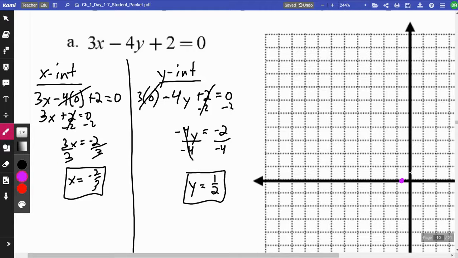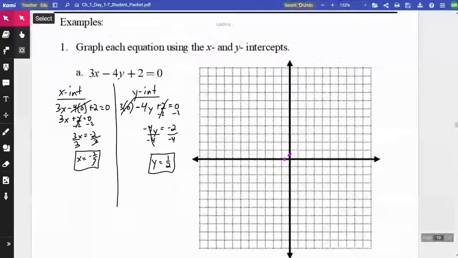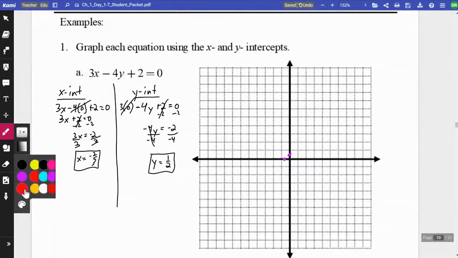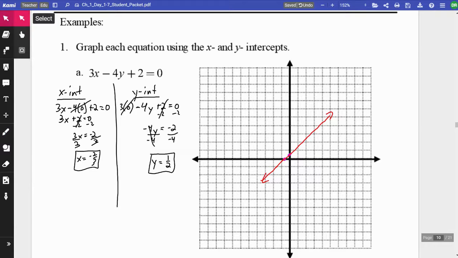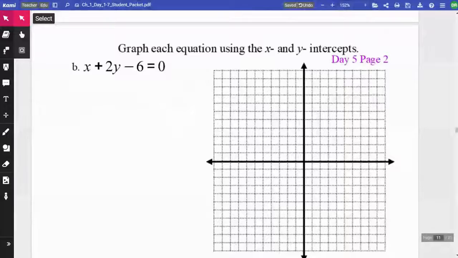So on the y-axis, we have 1/2. It's right in the middle. And you have 2 points. You could draw a line now. Typically, we want better numbers just to be able to see what we're doing when we graph, but this is what we came up with. So, I mean, you can draw a line anytime you have exactly 2 points. So that's your first example. So we can try another one.